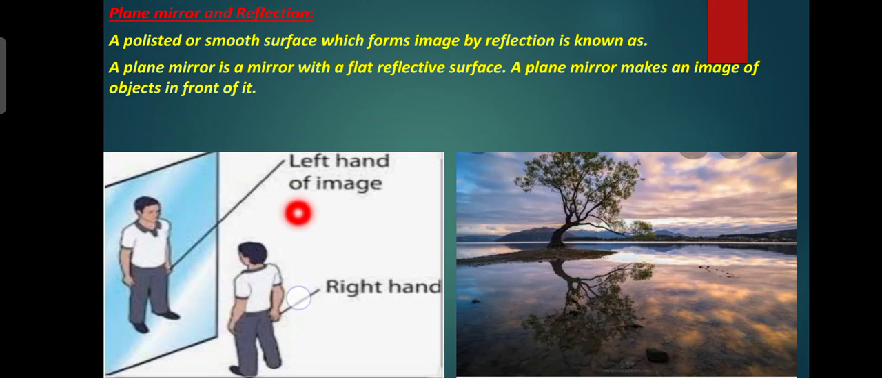The image is virtual. The image is laterally inverted. The boy's left hand, in the image, is the right hand. We can determine the position of an object's image by drawing light rays.